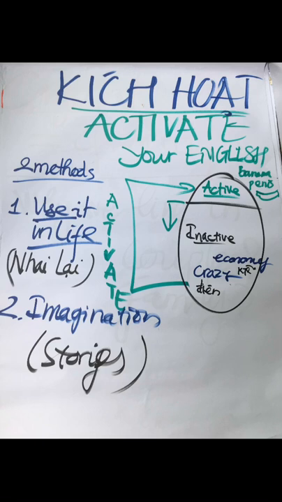So with the first method, the first way to activate your English, how long does it take for you to activate your English? Maybe 1 year, 2 years, or many years. Because if you don't have the chance to use English in your life, then you cannot activate your English. Right? So what is the second way? The second way is imagination.